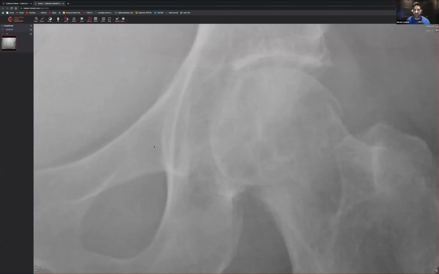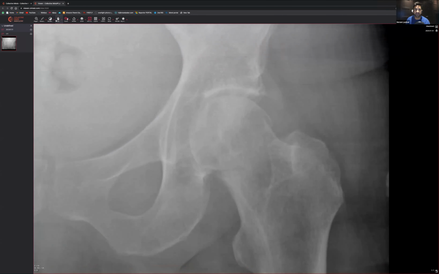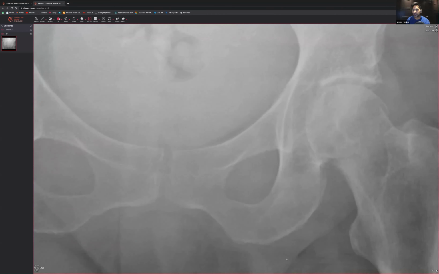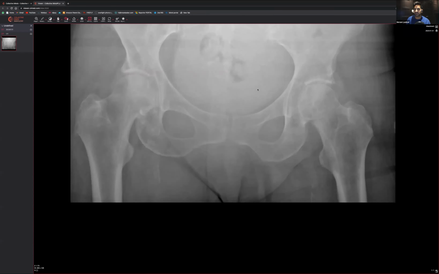Now when you zoom in, the next thing I would encourage you guys to do is just make sure that you keep looking. So often I see inferior pubic rami fractures, superior pubic rami fractures, pubic symphysis fractures being missed because people have got so fixated on the fracture there. And also, sorry, I zoomed in and out there.